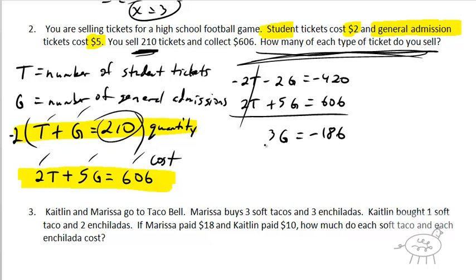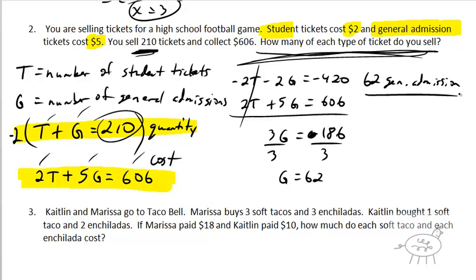Okay, again, use your calculator. I don't care. And we're going to divide, actually it's positive 186, right? So we're going to divide both of these by 3. And if we do that, we get positive g is equal to 62. So what does this mean? How many of each type are sold? So g is the number of general admission tickets. So we sold 62 general admission. Okay, that's the first answer.